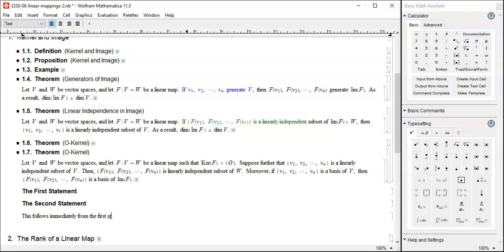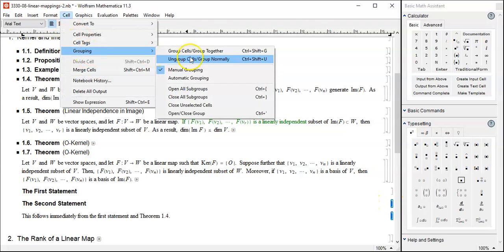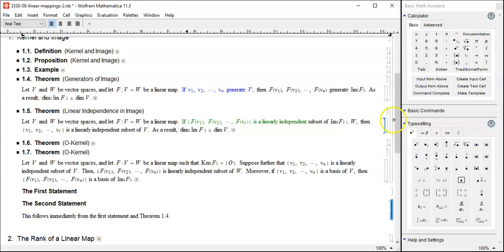First statement and, so basically there's nothing to prove. As for the first statement, we need some work.